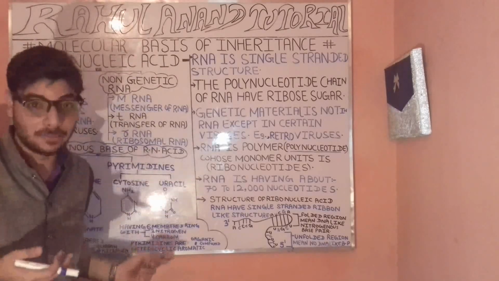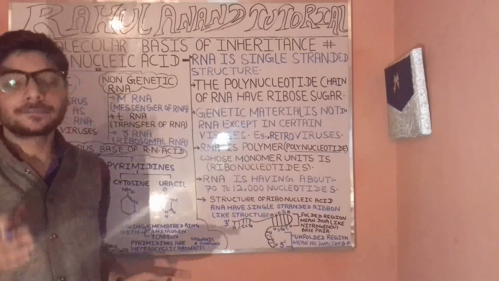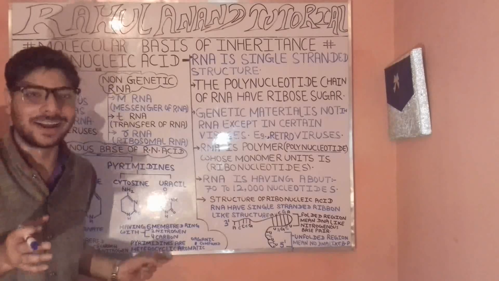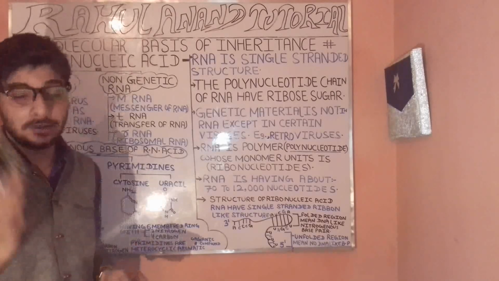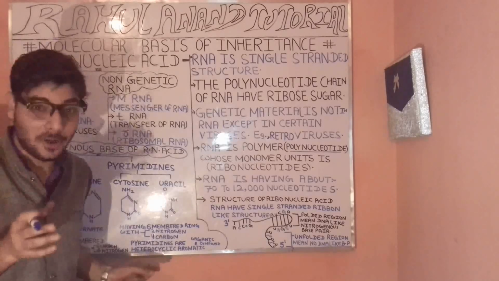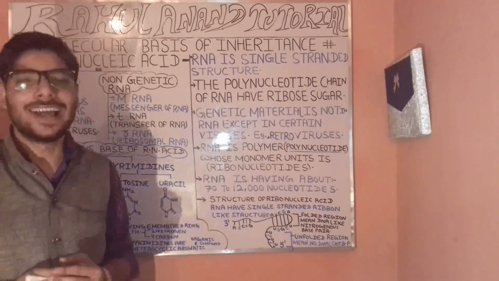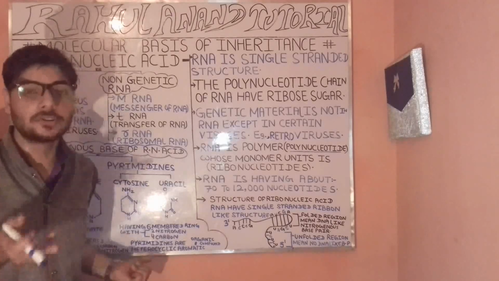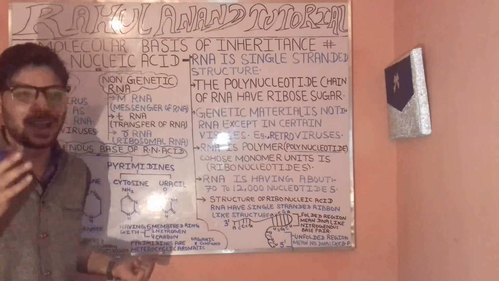It has a 9-membered ring, in which you have carbon as well as nitrogen. You will have 5 carbon as well as 4 nitrogen in the structure of adenine as well as guanine.